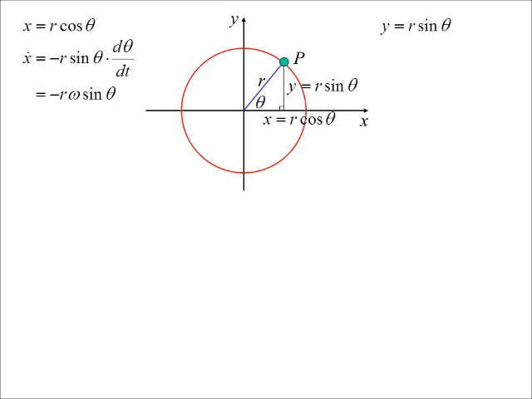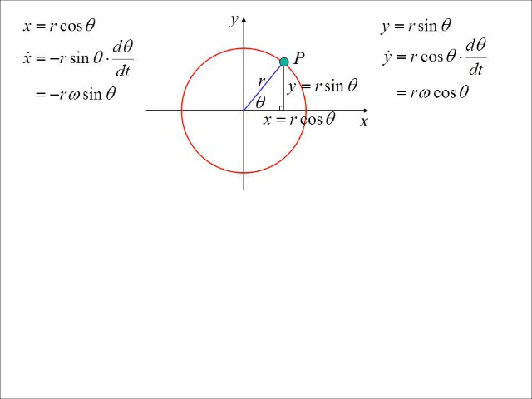So differentiating cos theta, I'll get minus sine theta, but times d theta dt. But d theta dt was the angular velocity. So I could rewrite that as minus r omega sine theta. Same thing happens over with the y. When I differentiate sine theta implicitly, I'll get cos theta d theta dt, but d theta dt is omega. So we get r omega cos theta.